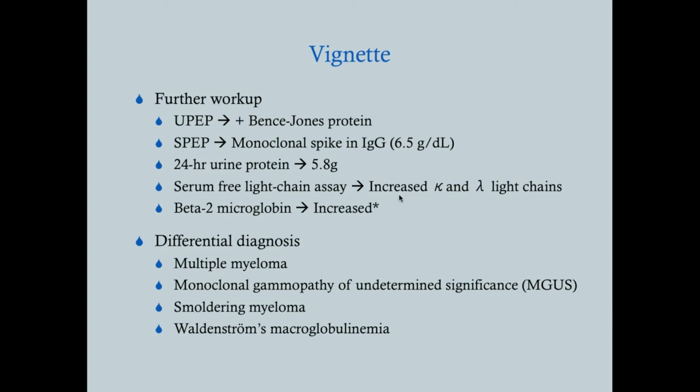Serum free light chain assay shows increased kappa and lambda light chains. That's consistent with the immunoglobulins in the serum, and then the beta-2 microglobulin is increased. So our differential diagnosis is going to include multiple myeloma, monoclonal gammopathy of undetermined significance, smoldering myeloma. All three of these things are gammopathies. Okay, so we don't know which one it is. There's a test that we can do to determine it.